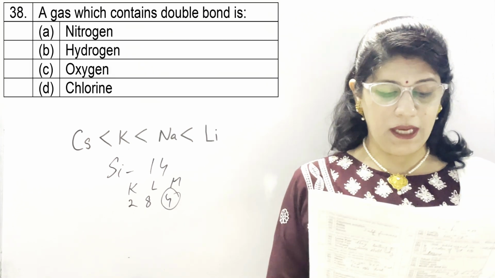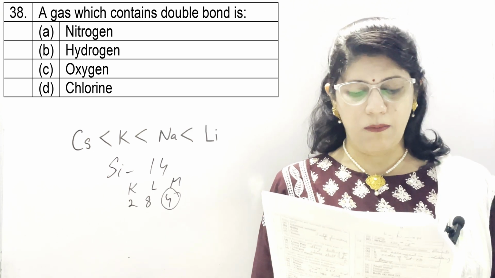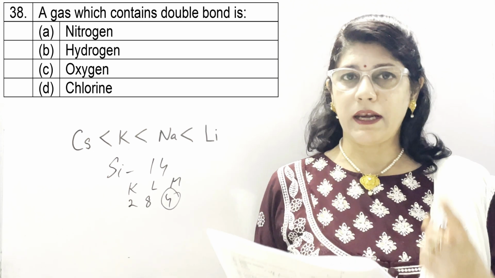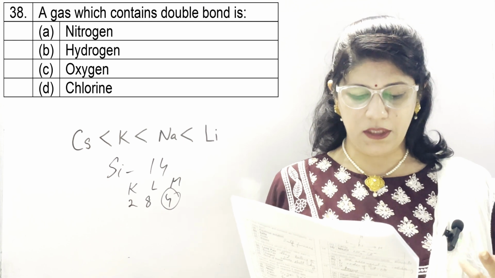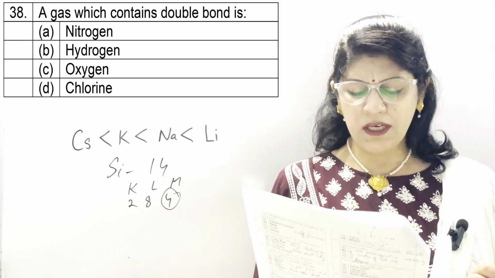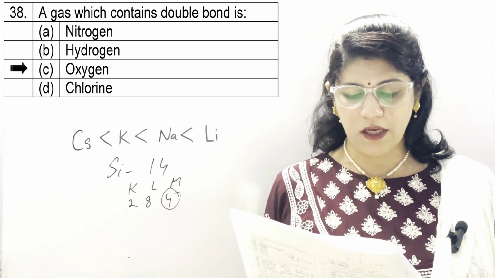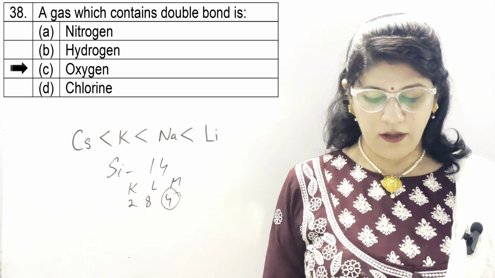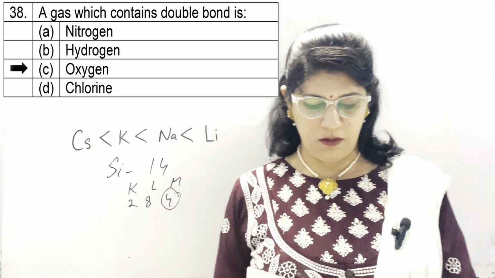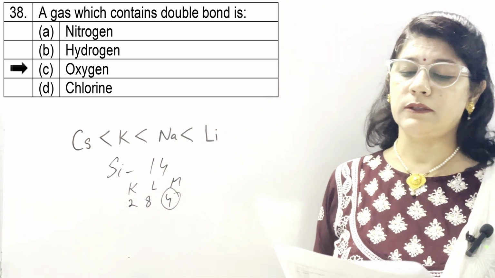In question number 38, a gas which contains a double bond is. Options are nitrogen, hydrogen, oxygen and chlorine. We know that it is oxygen, because oxygen has 6 valence electrons and needs to share 2 electrons, so it forms a double bond. So correct option is C, oxygen.